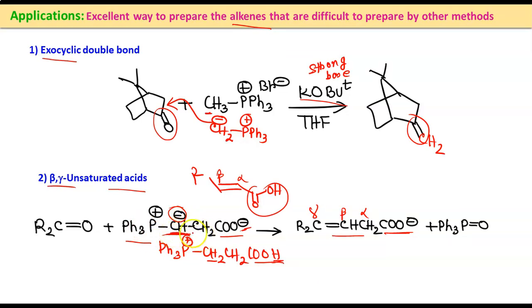So 1, 2, 3. 3 carbons are now added to this carbon, and ultimately we are getting this beta gamma unsaturated acid. So this part is coming from R2CO, that is the carbonyl compound, and the rest of the part is coming from the halide. Okay, and this is the byproduct. Here it is not mentioned.